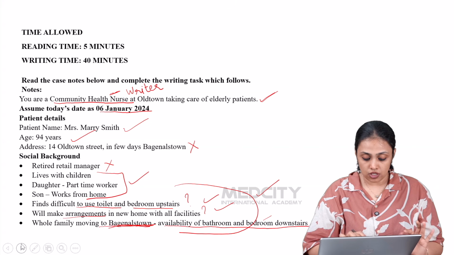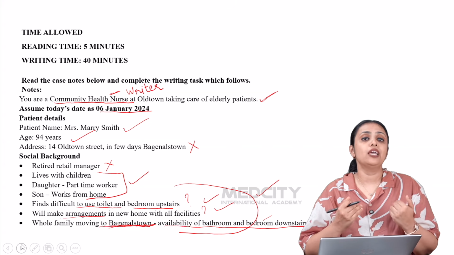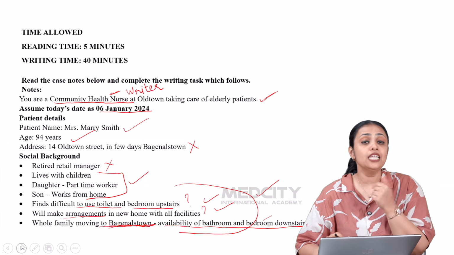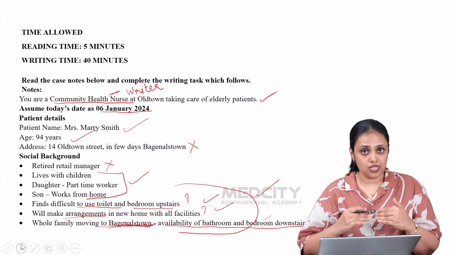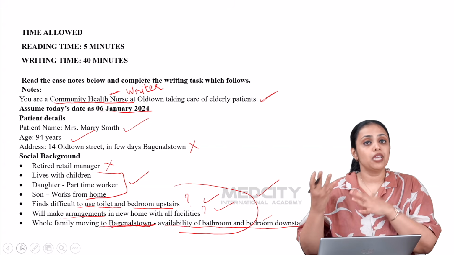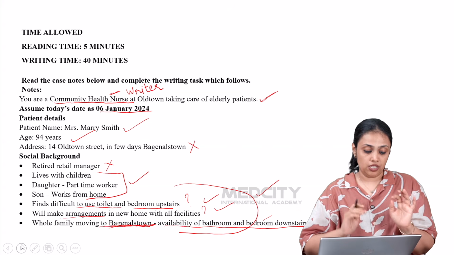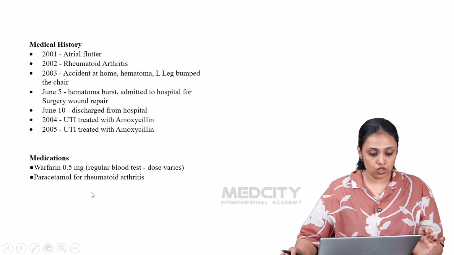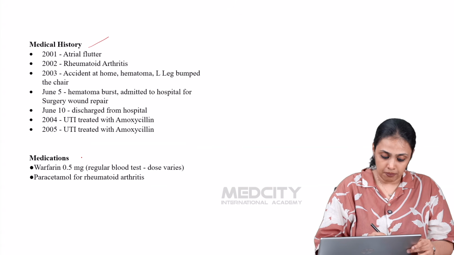Then we have talked about infrastructure availability in the house, because in the recommendations we also read the need for an occupational therapist. So the infrastructure limitations in the current residence and the infrastructure which would be available in the new residence should be mentioned in the letter. So we have considered that aspect as well. Now let's move on to medical history. Now you can see medical history and medications.